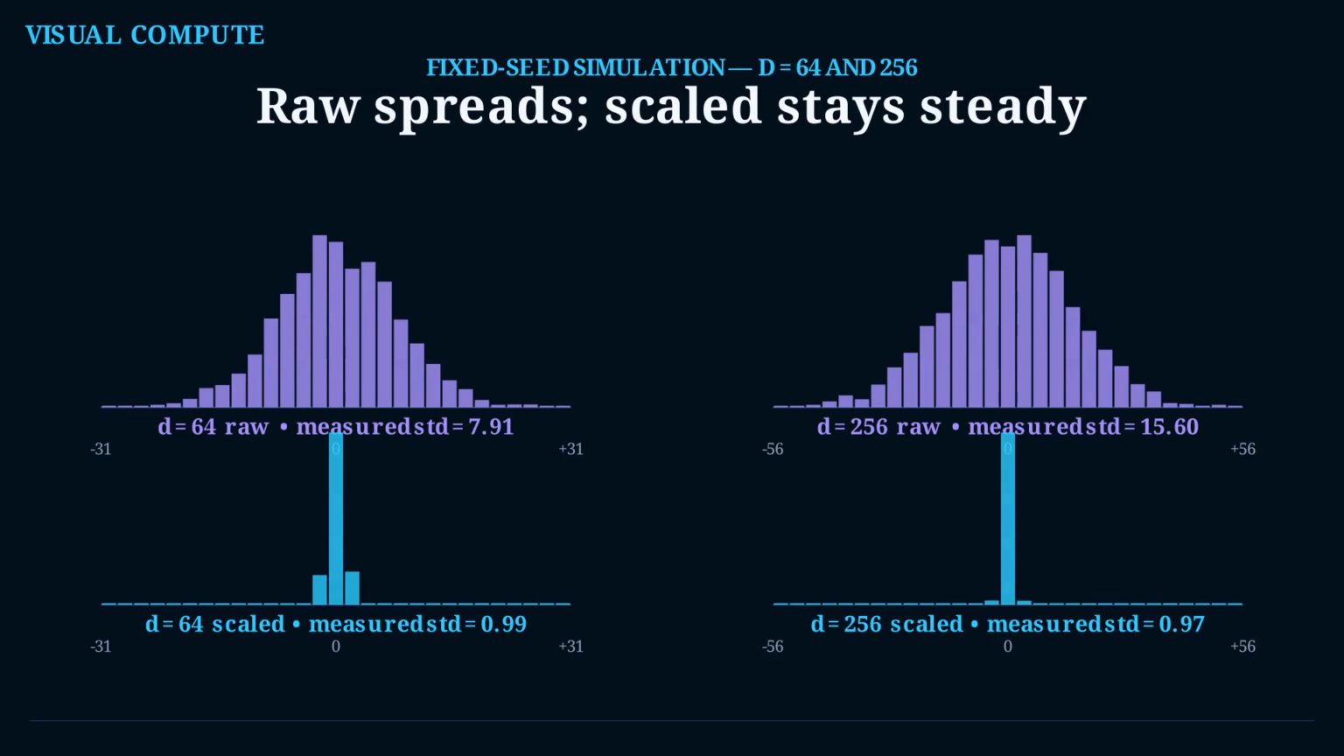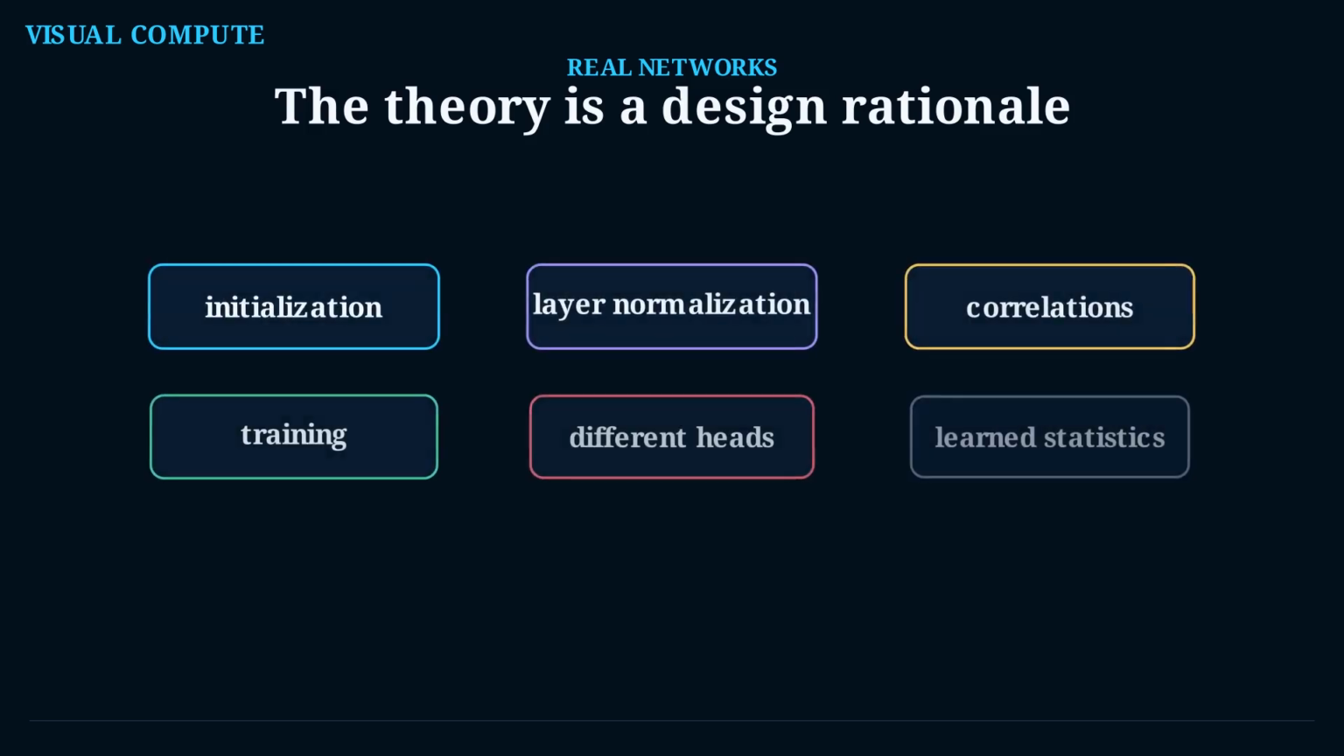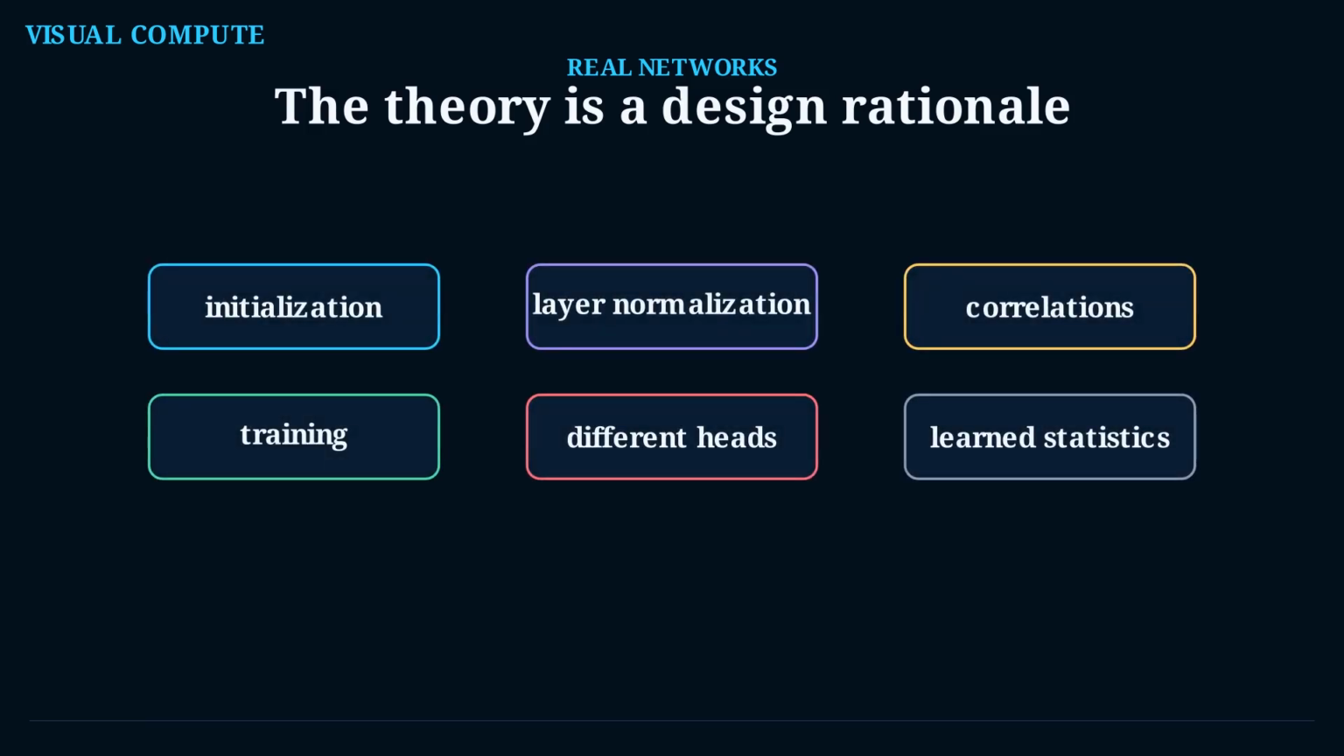The fixed seed makes this result reproducible, not cherry-picked. Sampling noise prevents every measured value from being exactly theoretical. Still, across all 4 widths, raw spread follows the square root of d while scaled spread remains near 1. Simulation and derivation tell the same story. Real learned vectors are not perfectly independent, zero mean or unit variance. Layer normalization, initialization, correlations, training, and each attention head all shape the actual distribution. The theory is a design rationale, not a permanent law.